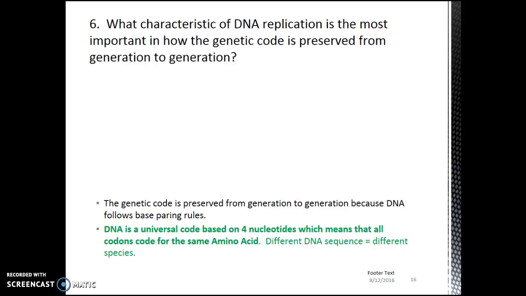What characteristic of DNA replication is the most important in how genetic code is preserved from generation to generation? That genetic code is preserved from generation to generation because DNA follows base pairing rules. It has a universal code based on those 4 nucleotides, which means that all codons, those codons in that RNA, are going to code for the same amino acid. Different DNA sequences are going to equal different species. So we have a specific DNA sequence while my dog has a different DNA sequence. So differences in those sequences mean that they're different species.